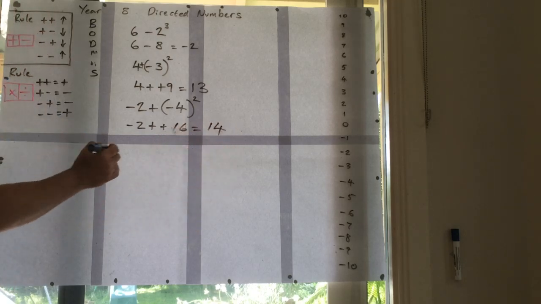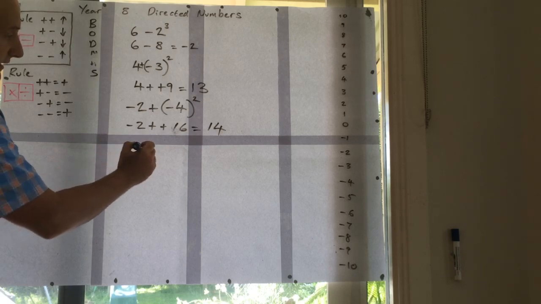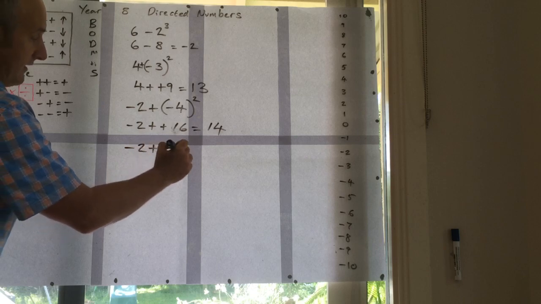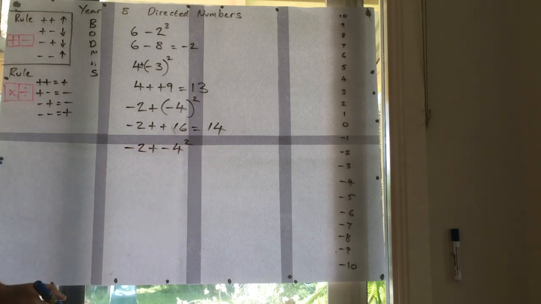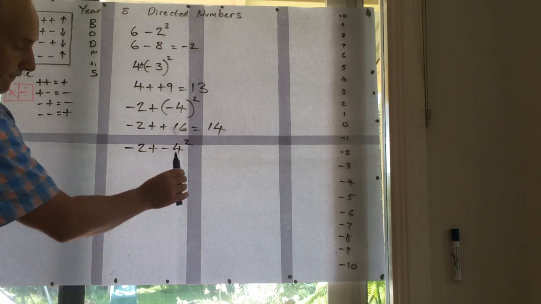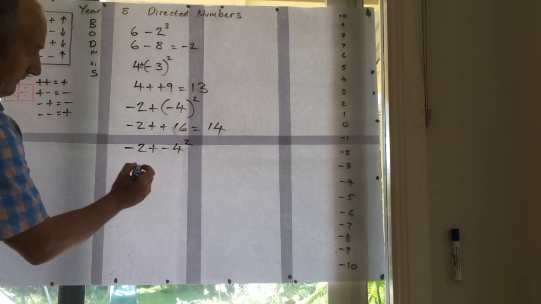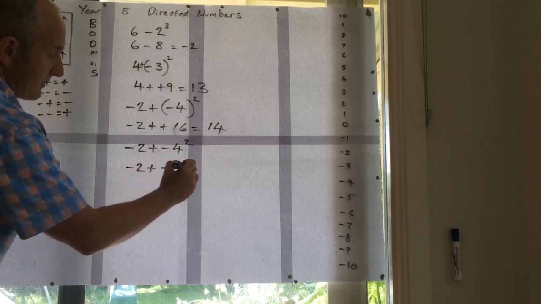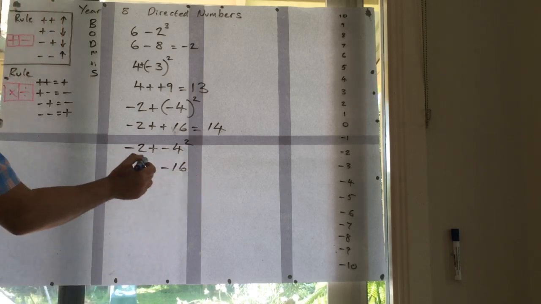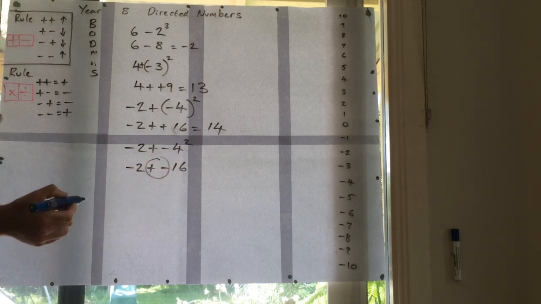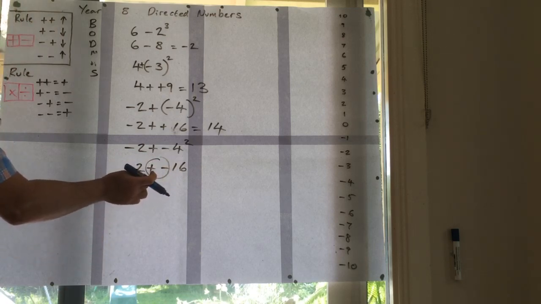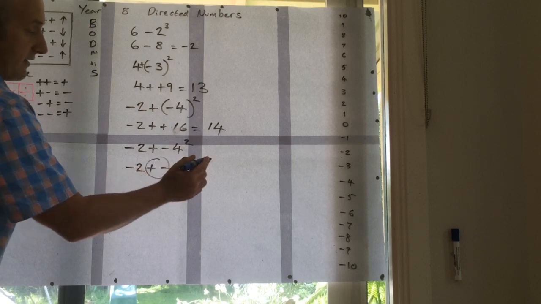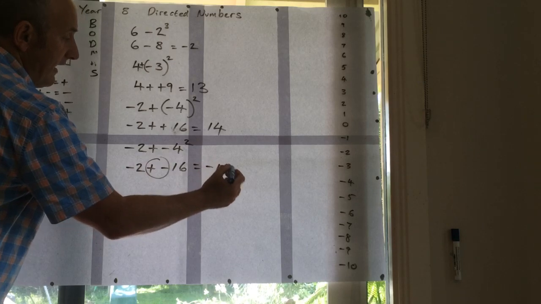And I'm going to do that one again, but without the brackets. Negative 2 plus negative 4 squared. So 4 squared is 16. So it's negative 2 plus minus 16. So are we going up or are we going down? We can see that we're going down. So we start at negative 2. We go down 16 places. So that's going to take us to negative 18.